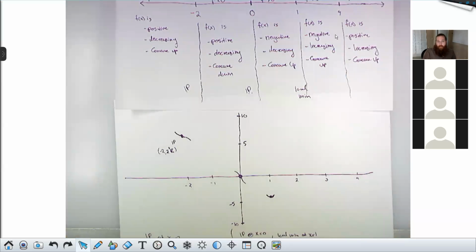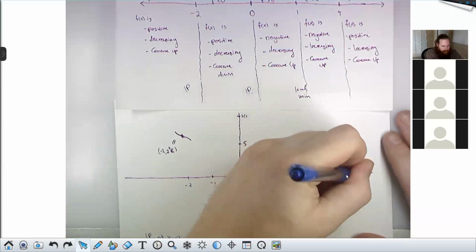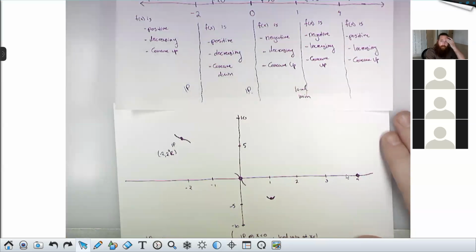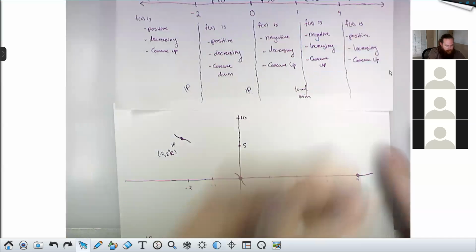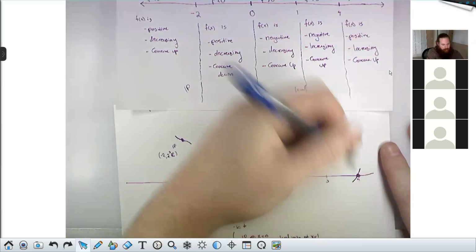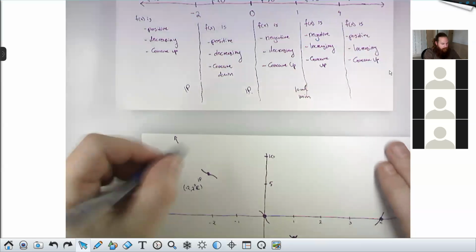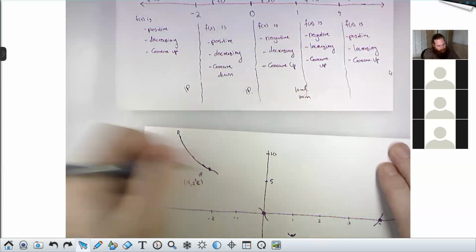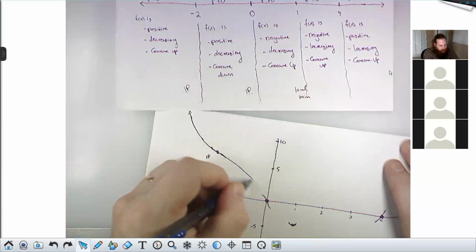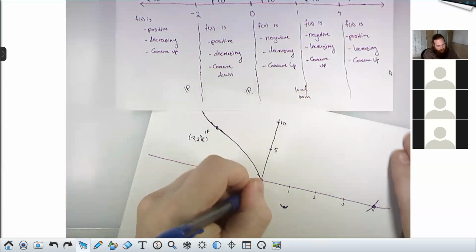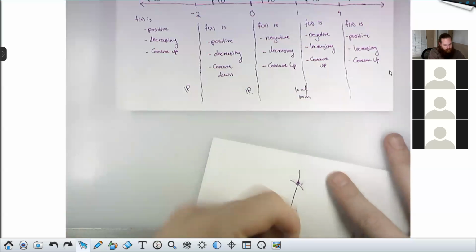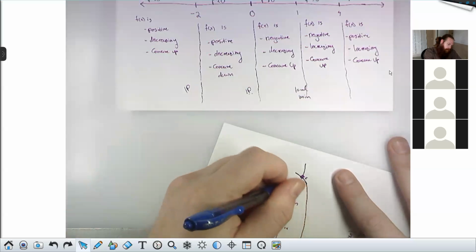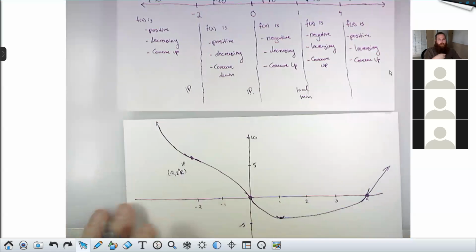And then the next interesting thing that happens is all the way out here at 4, where I've got my last intercept. I know that f goes from negative to positive. We're increasing on both sides, and we're concave up on both sides. So this just looks like normal increasing concave up behavior. So now I can stitch these bits together and get a nice graph. Decreasing concave up here, decreasing concave down here, decreasing concave up, switch to increasing concave up. We get the shape like that.